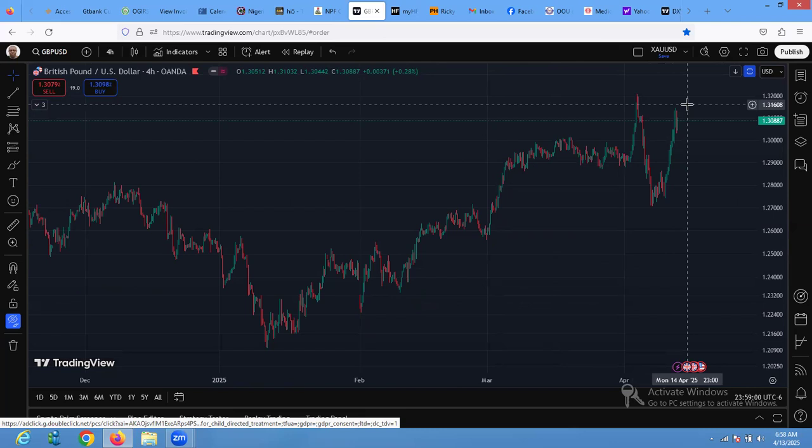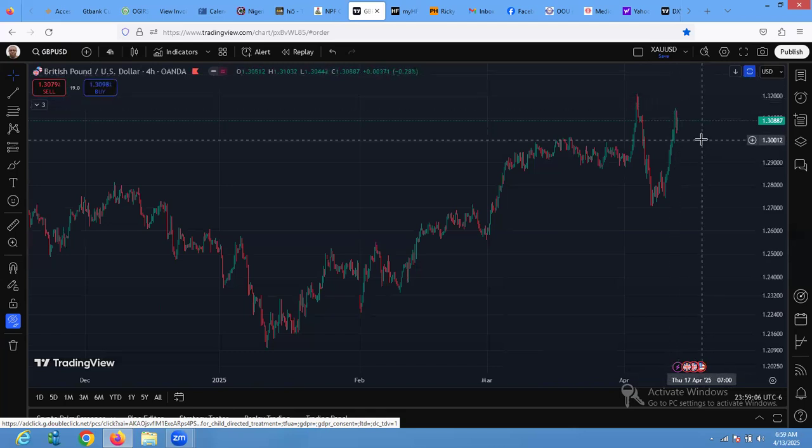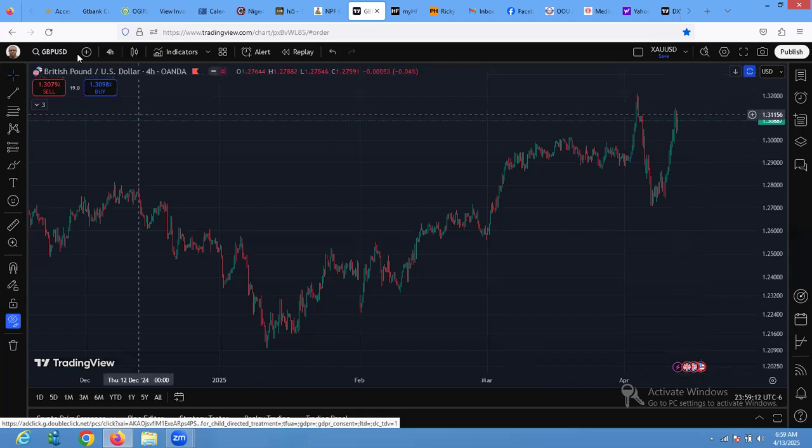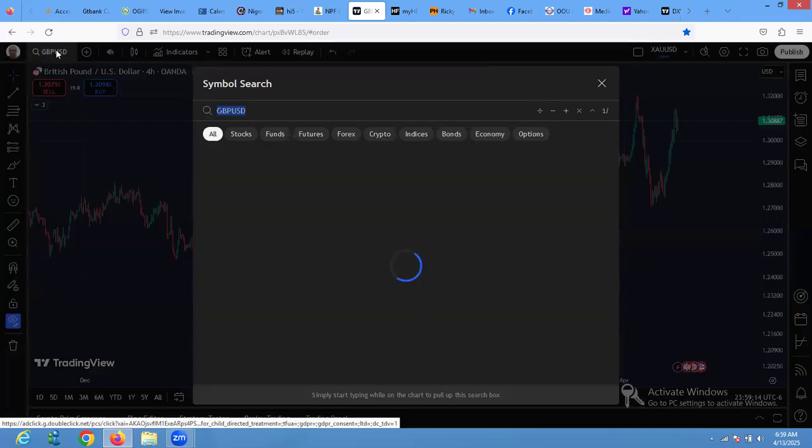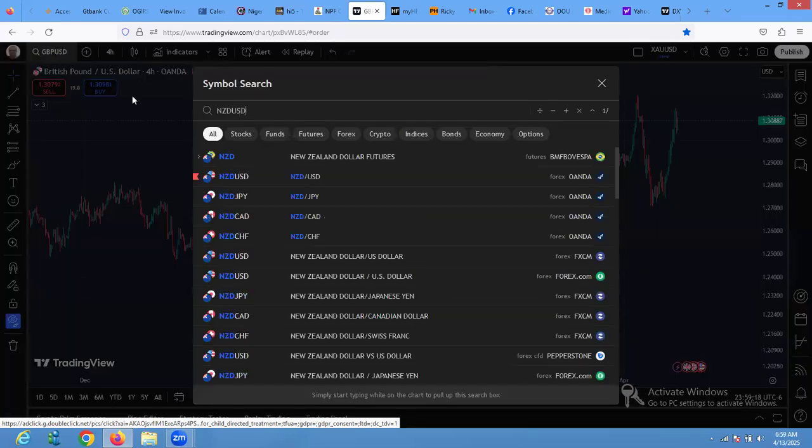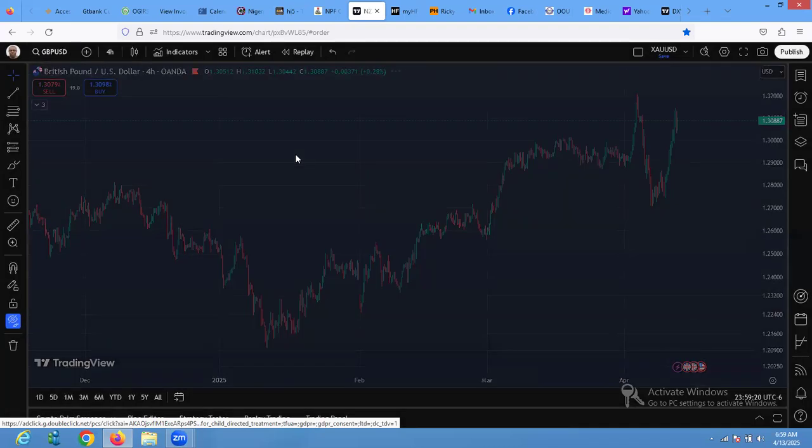We later will have a bigger correction to the downside. If we do that, after a bigger correction to the downside, you can take another buy to the upside and see what it gives us. Everything looks bullish. NZD USD is the same.